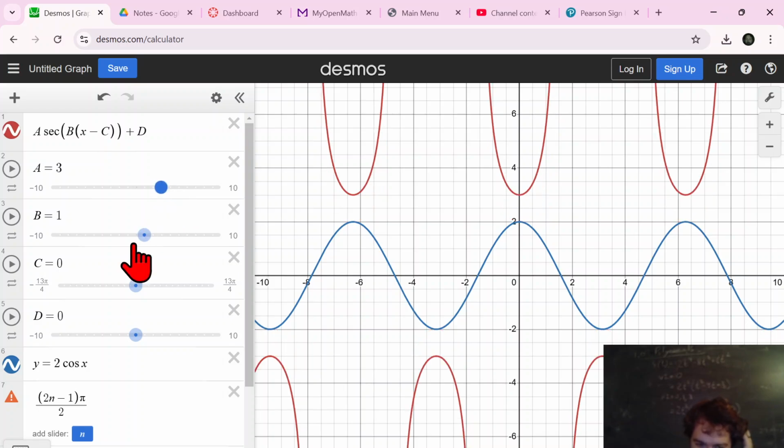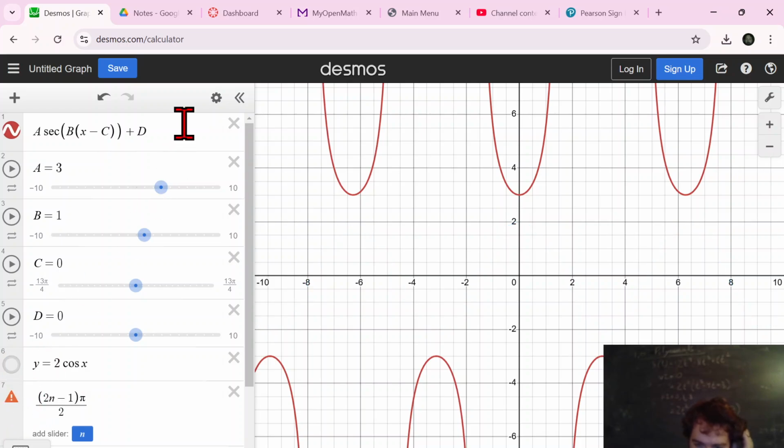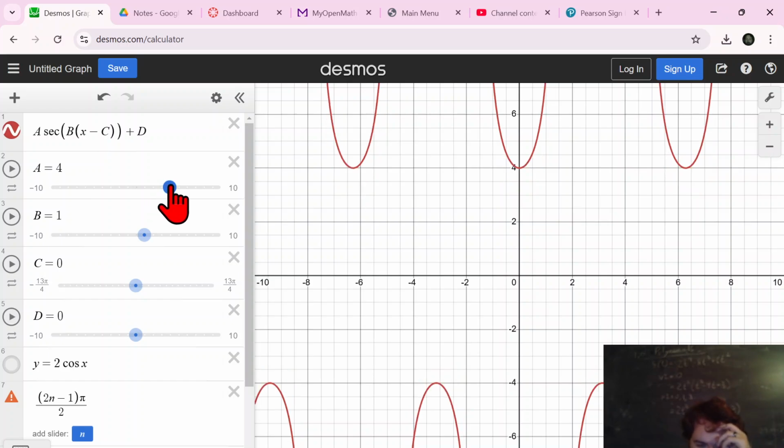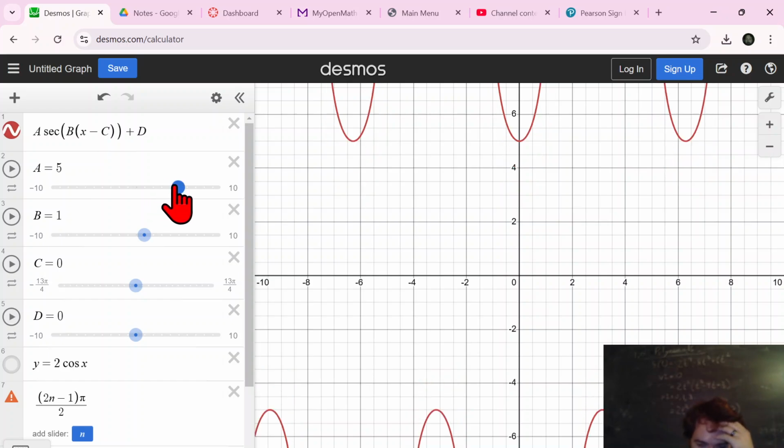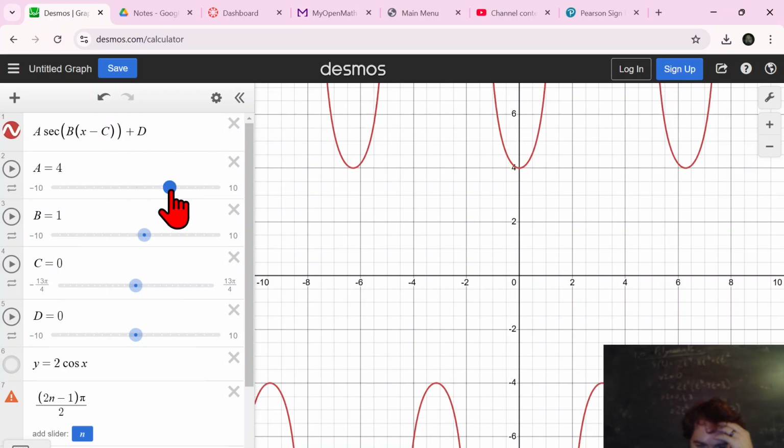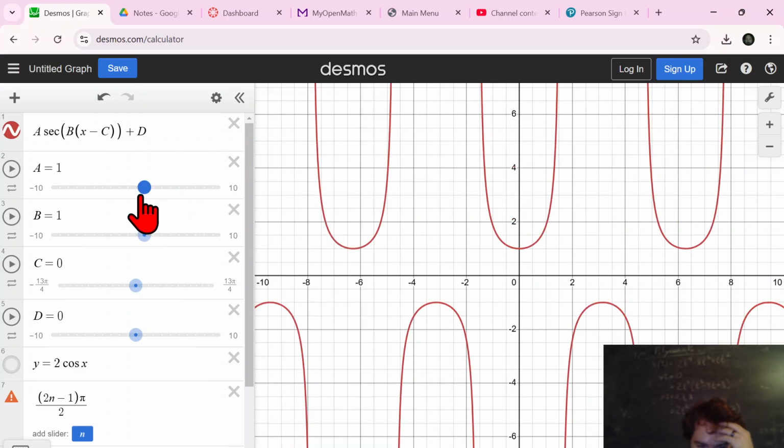When I set it to 3, I can no longer have numbers between -3 and +3. I can no longer have numbers between -4 and +4. So it's just like what the amplitude did for sine and cosine. The only difference is it controls how far apart these upper U shapes and these lower U shapes are.